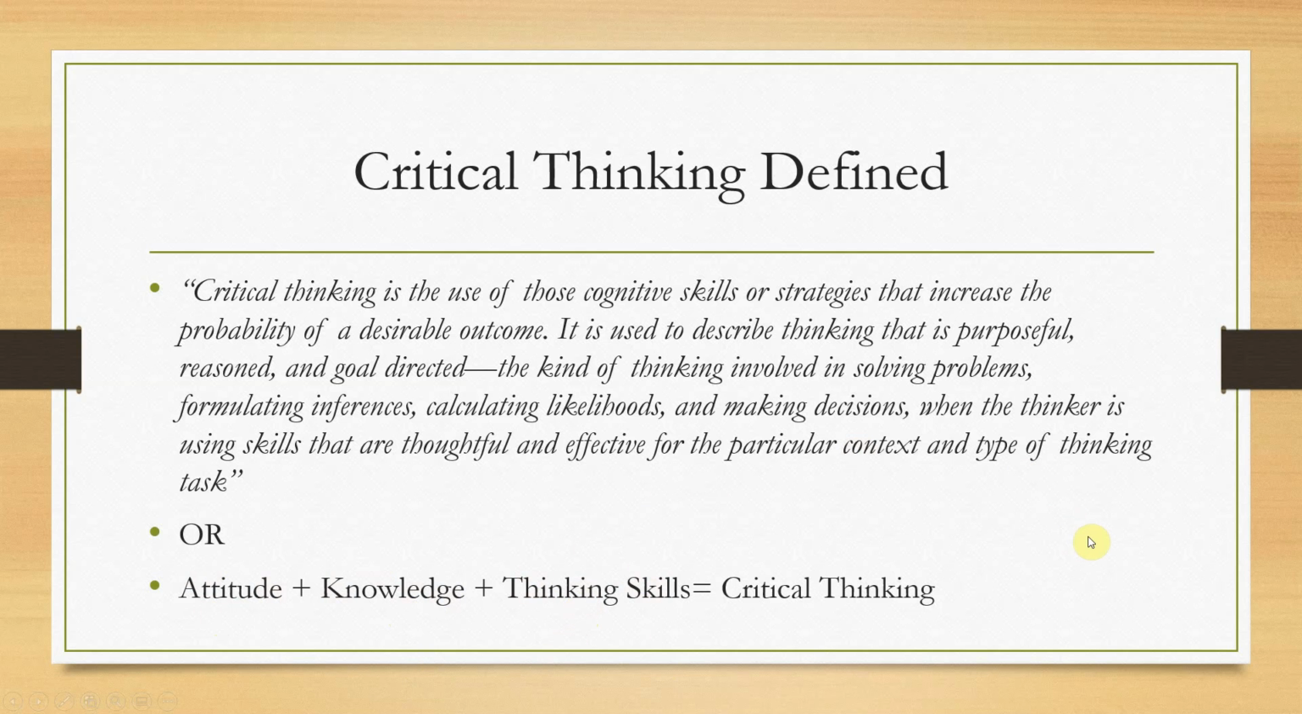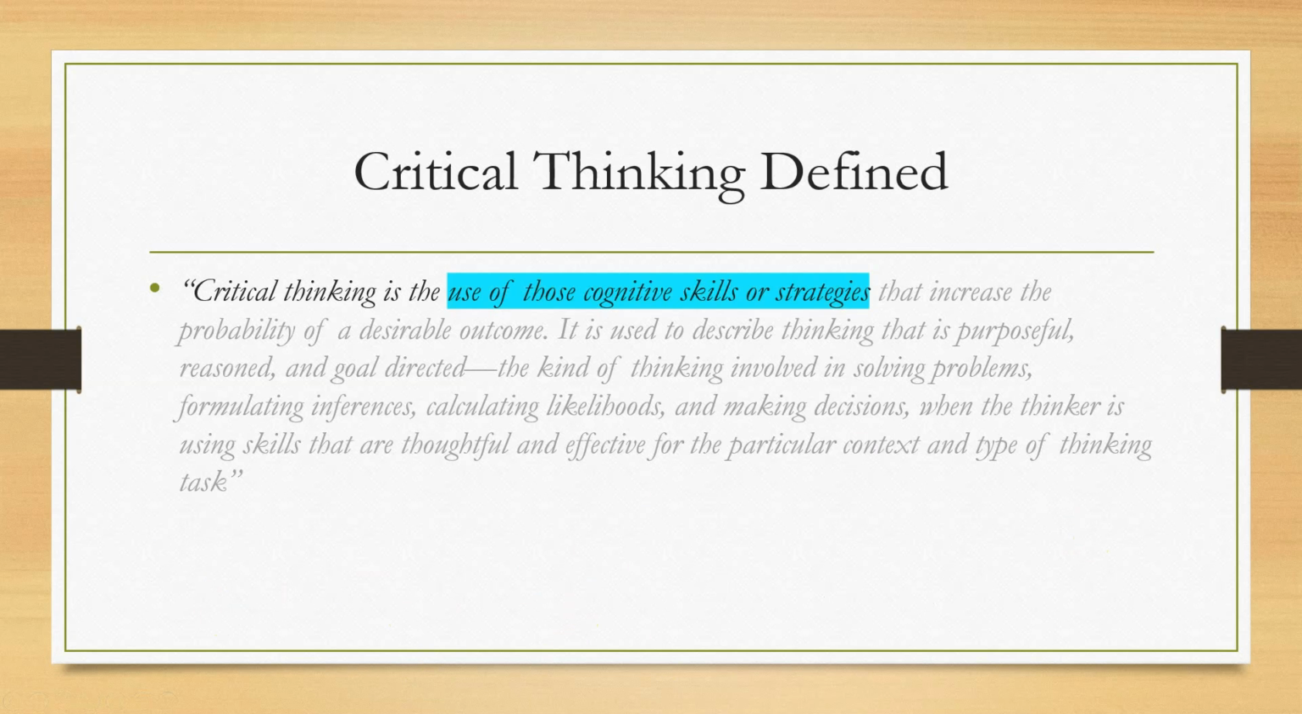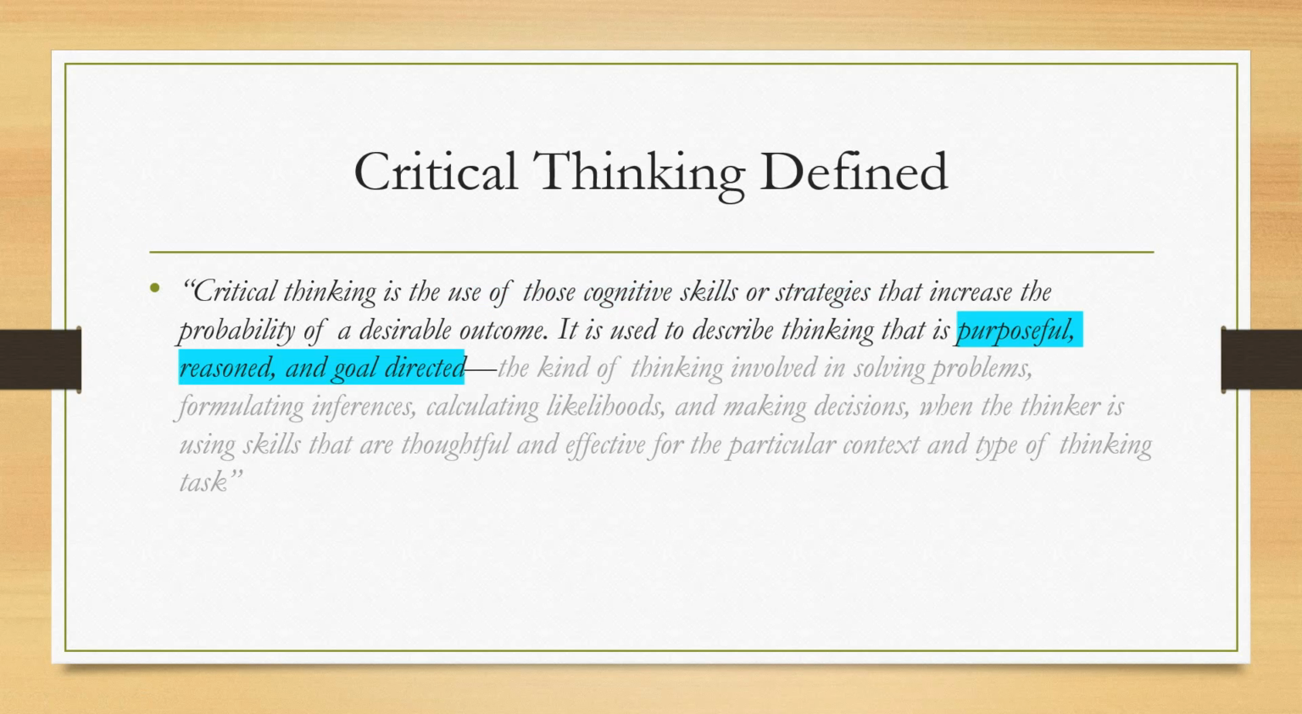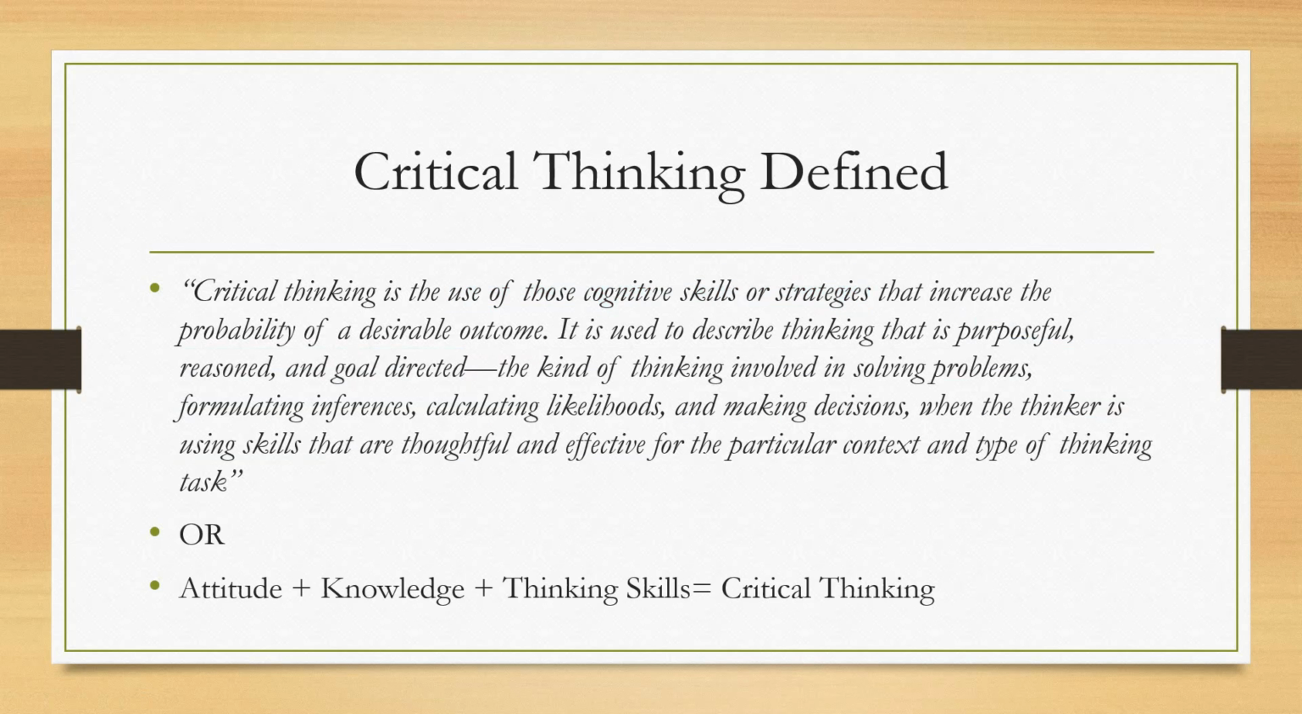Okay, so let's go ahead and identify those in this top definition. Okay, so the use of cognitive skills or strategies. So that is the third piece of the formula. This is directly speaking to the thinking skills that we need to have to be able to engage in critical thinking. Okay. Then it talks about thinking that is purposeful, reasoned, and goal-directed. So this is talking about the attitudinal piece of critical thinking. There is a certain attitude that individuals need to possess to be able to engage in critical thinking. And lastly, okay, is the knowledge piece.